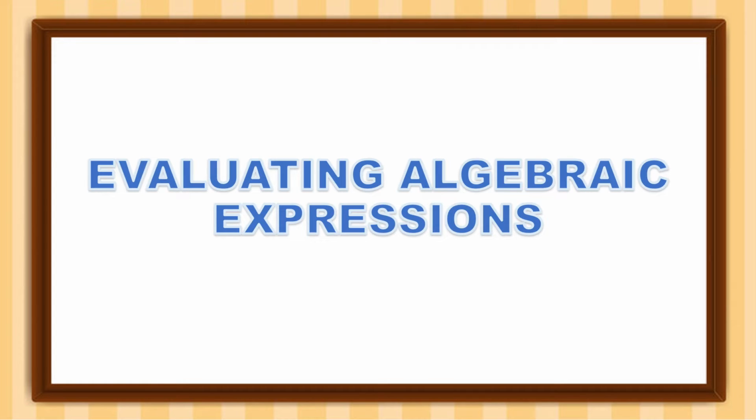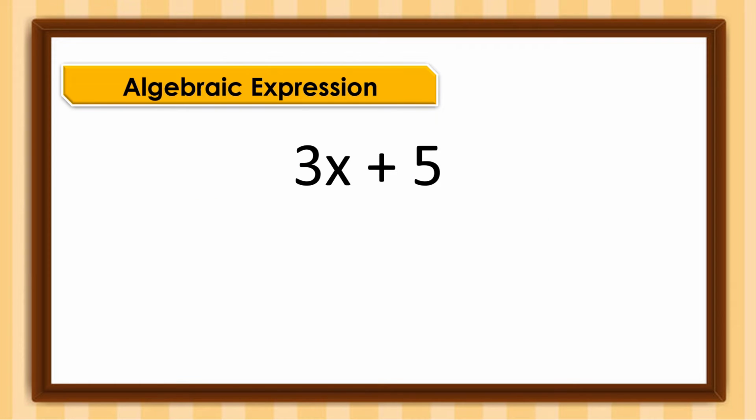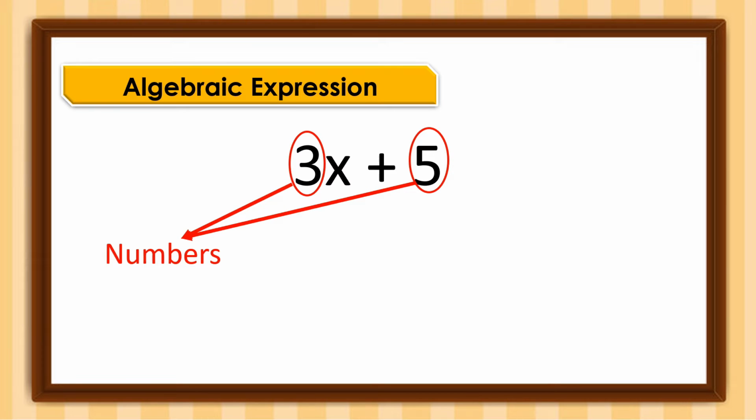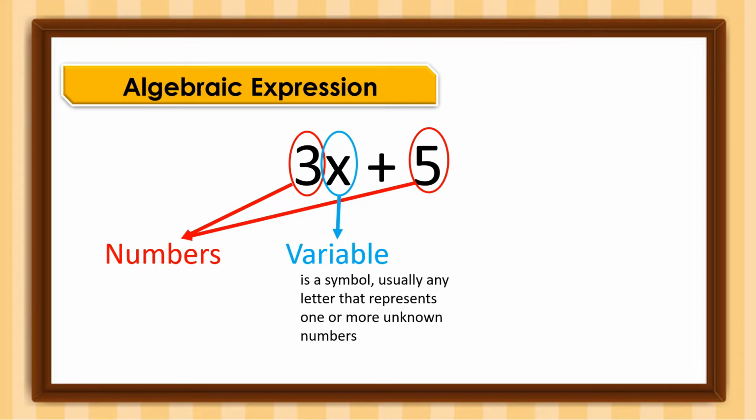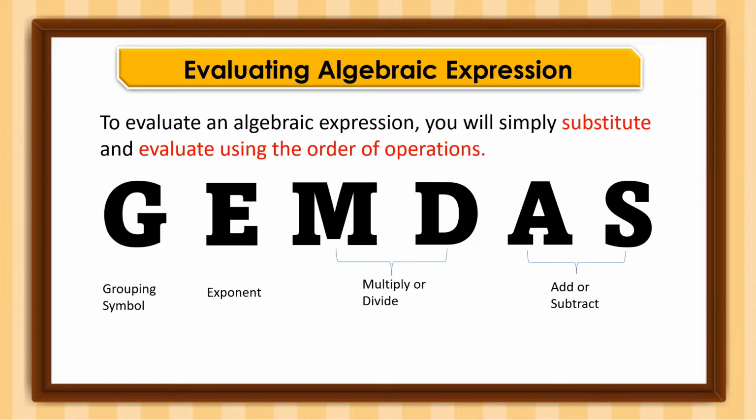Let us go first to evaluating algebraic expressions. When we say algebraic expressions, they consist of numbers, variables, and operations. A variable is a symbol, usually any letter, that represents one or more unknown numbers. In evaluating an algebraic expression, we simply substitute and then evaluate using the order of operations.